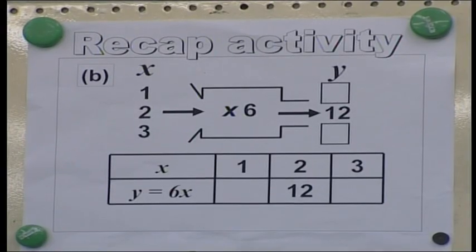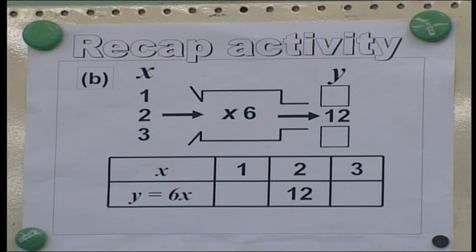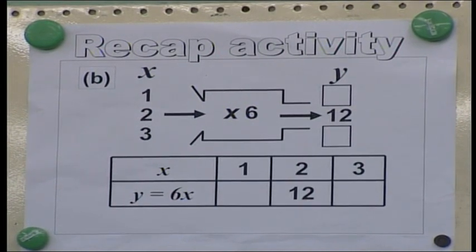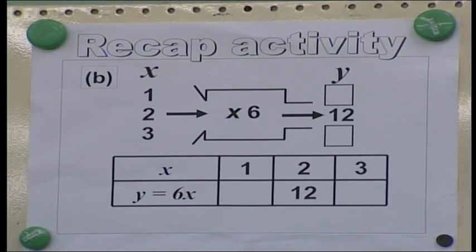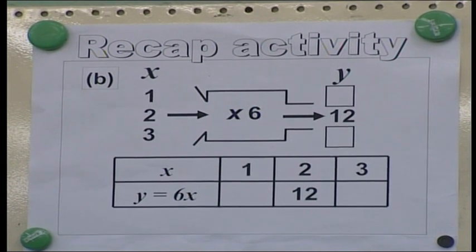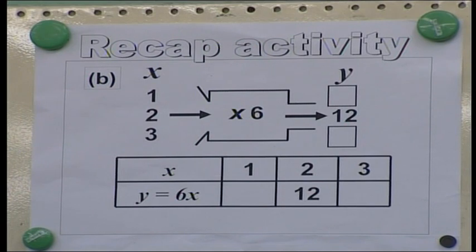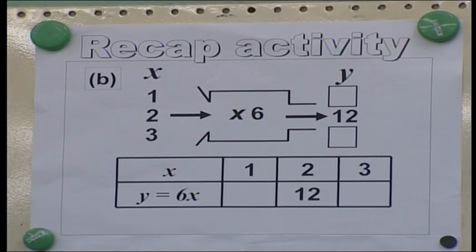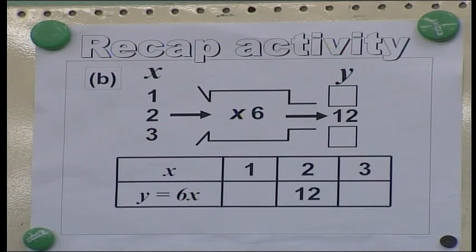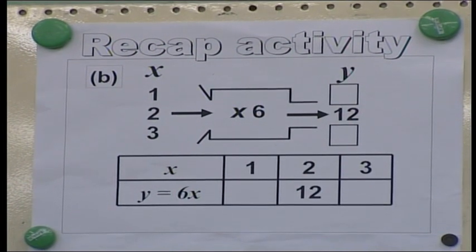Let's go on to recap activity number B, or letter B. Who would like to do that one for us? This time the outputs are missing from the Y column. So I'd like a student to come up and write the numbers that should go into the boxes that are empty. So let's have Ruthie. You come and do the first set of the activity B.